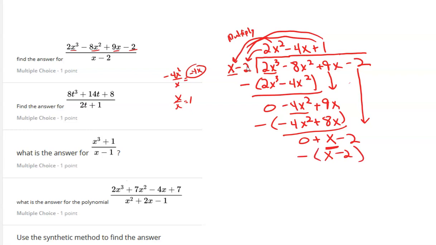And you put parentheses around it and subtract it, and you get x minus x is 0. Negative 2 minus negative 2 is 0. So you got a remainder of 0. So your answer is 2x squared minus 4x plus 1 with a remainder of 0. So there is no remainder on there. Hopefully I'm going to be doing an example with you that has a remainder, but this one did not have a remainder on it, so that will be your final answer.